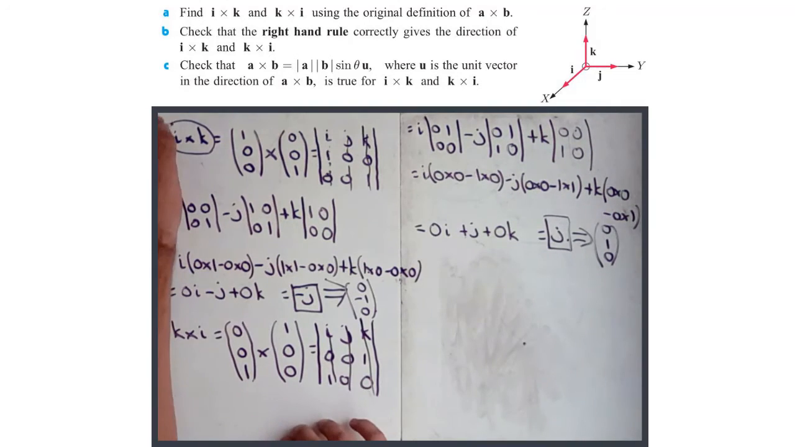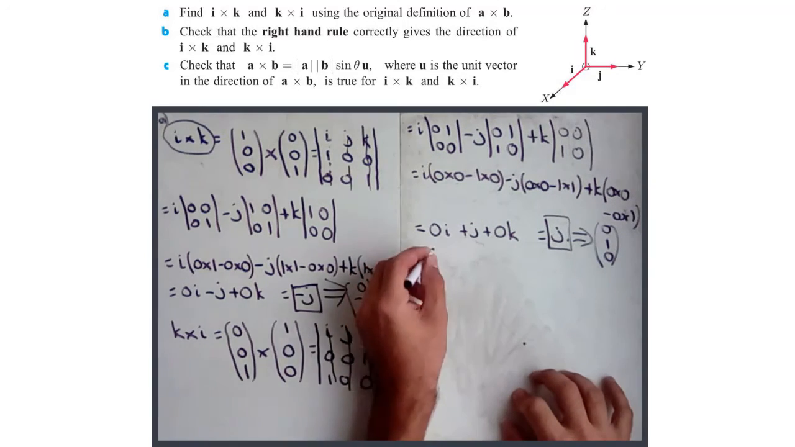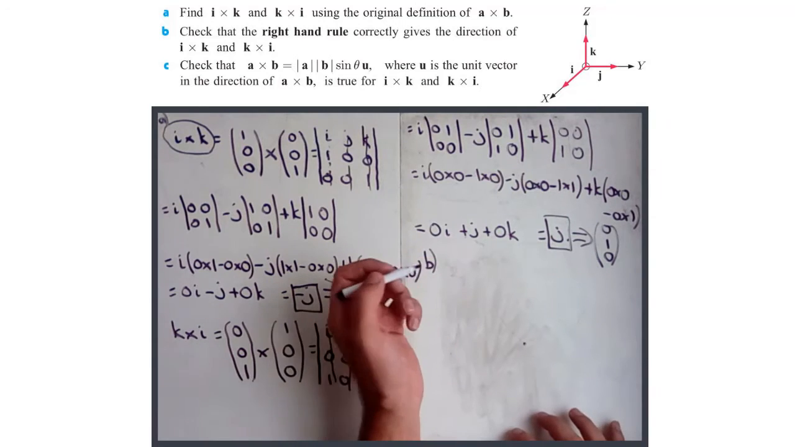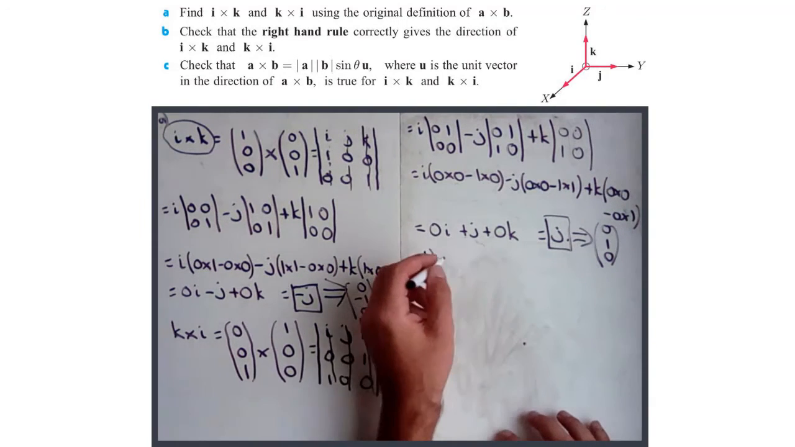Okay, so that was part A. For part B, we need to check that the right-hand rule correctly gives the direction of i cross k and k cross i. So I'm going to show you how to draw a true 3D axis system. And it's very easy actually, but you do need to make sure you remember which way the z-axis goes.